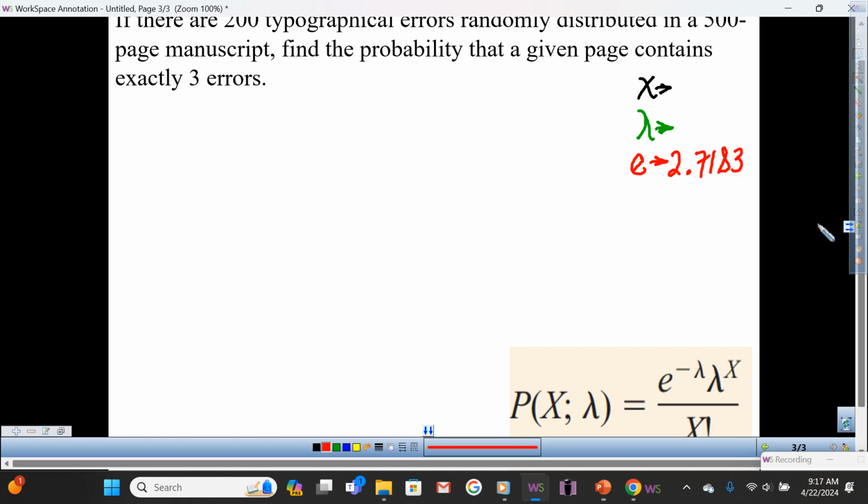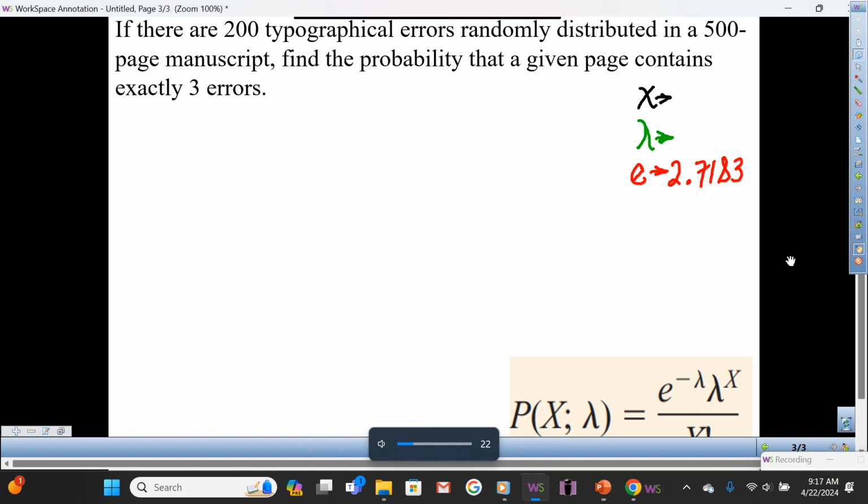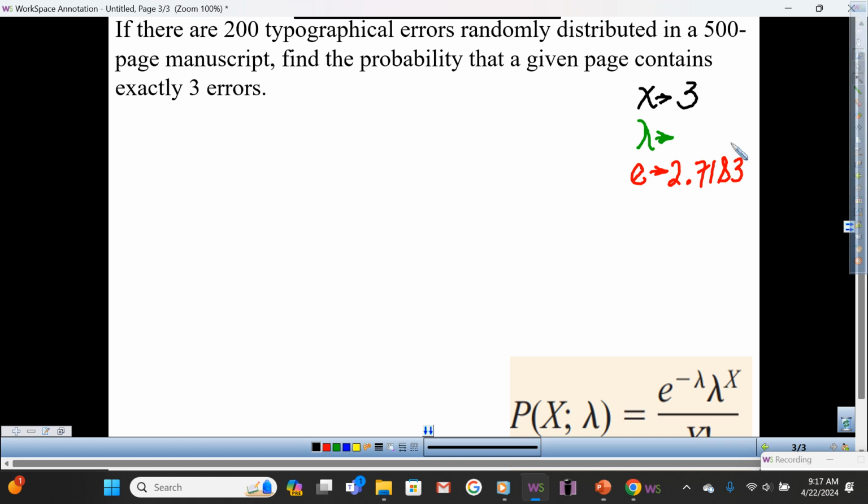7183. Yes, that is correct. So, by looking at the problem, what are they asking us to find? The probability of a given page containing how many errors? 3, so that's going to be our what? X. That is correct.